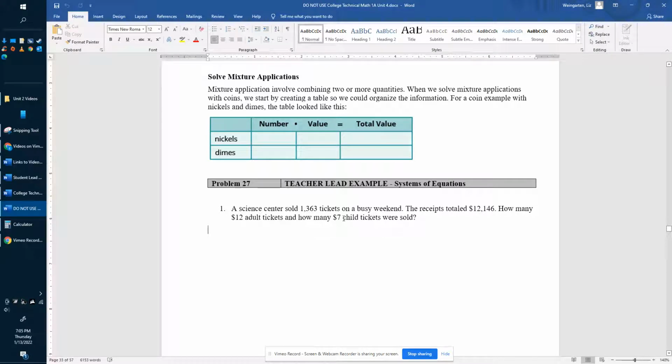I'm going to be honest with you. When I first started working on mixture problems, I really did not like them. However, I've learned some strategies since teaching here at CBTC actually that have made these a lot friendlier.